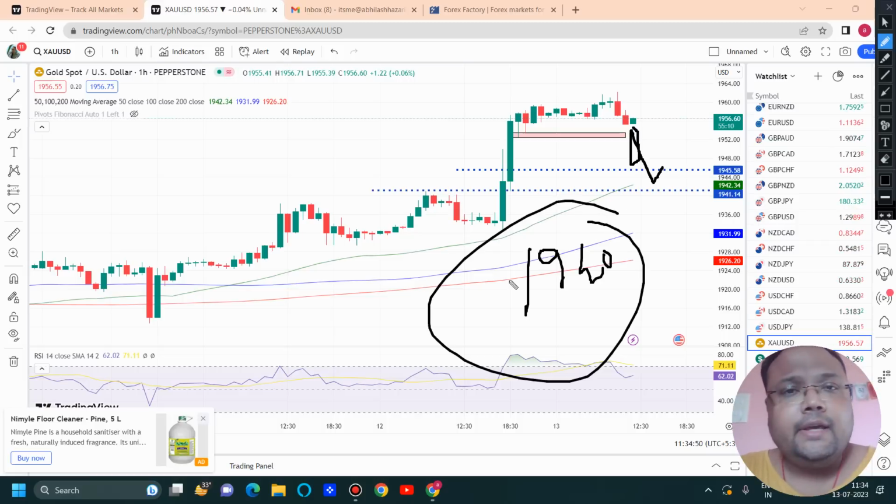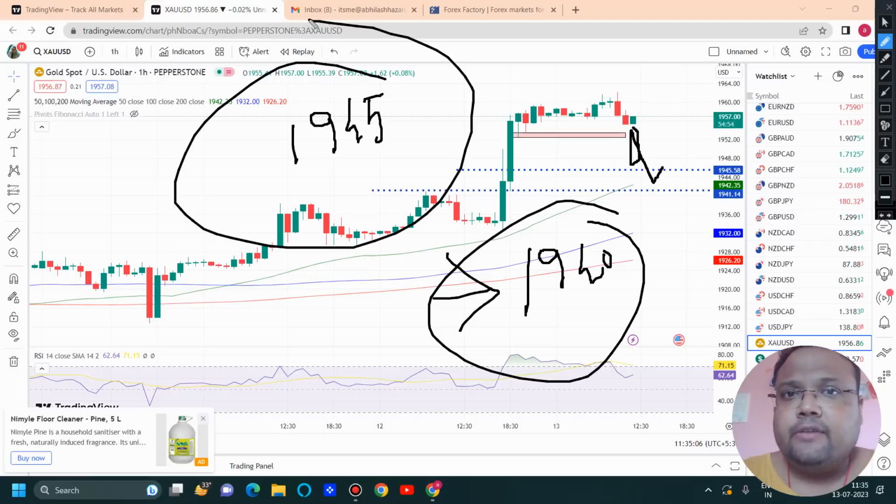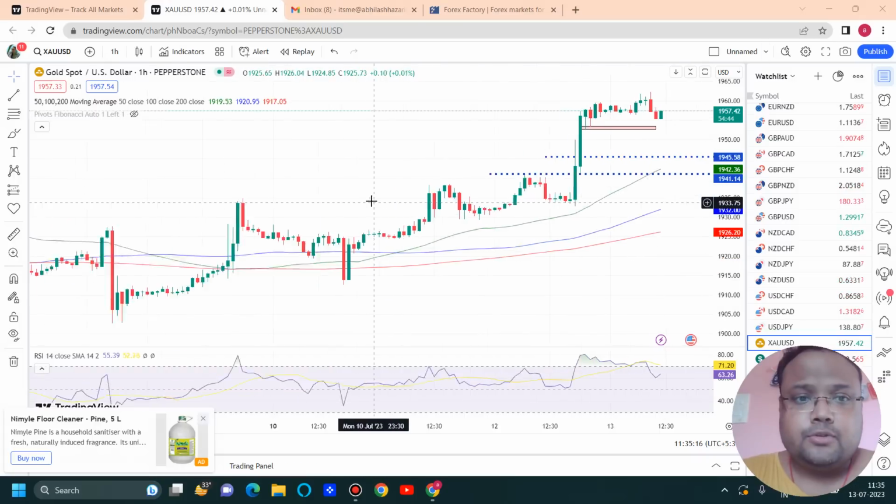But 1940 is far away from the current market price because the market is standing at 1956 right now and we are talking about 1940. There's a difference of 160 pips. So in that case, before 1940, we also have support around 1945. 1945 is not a very strong support, but in this market condition where bulls are dominating, 1945 will also be a very good support where we can expect the market to bounce.